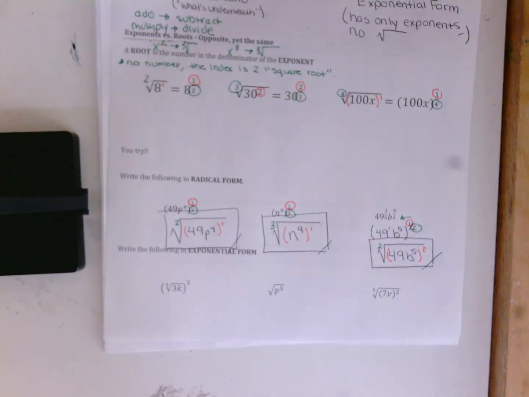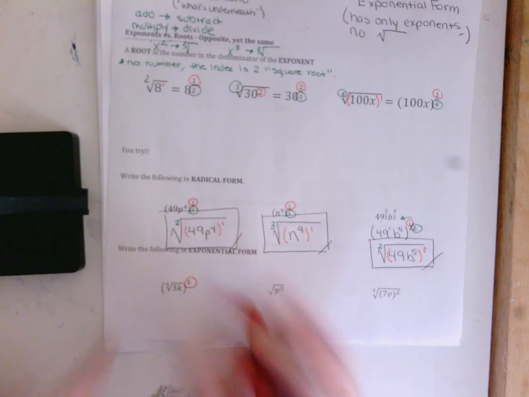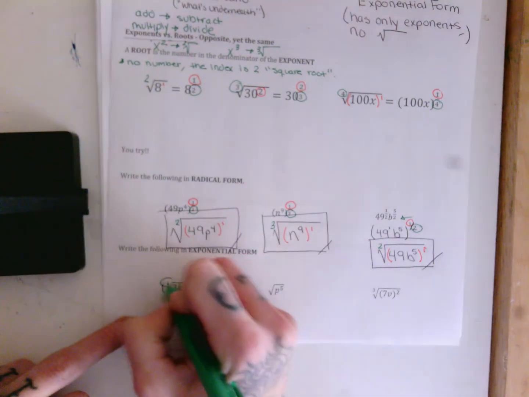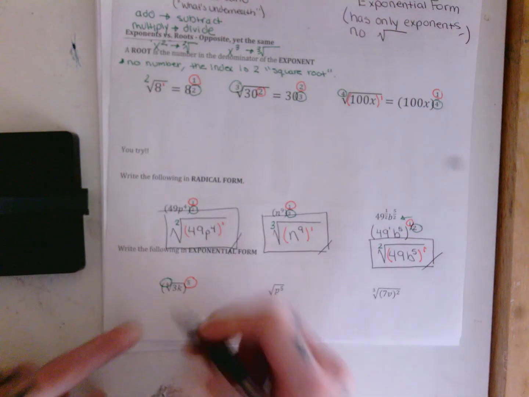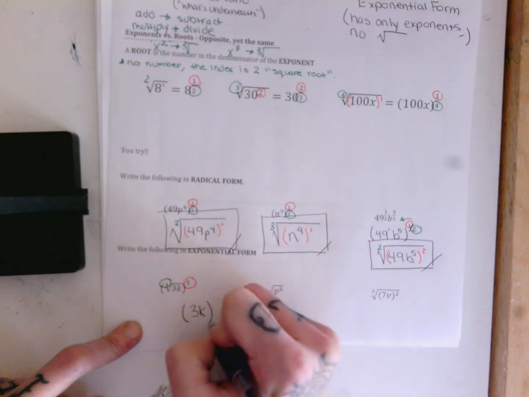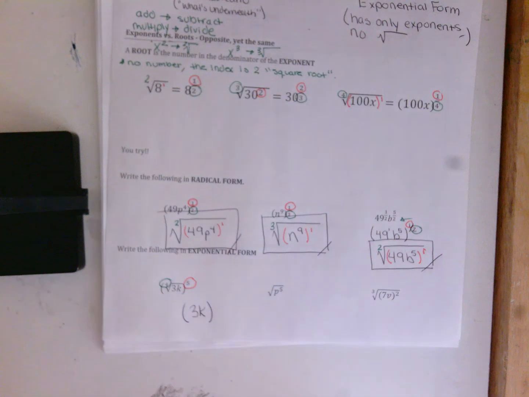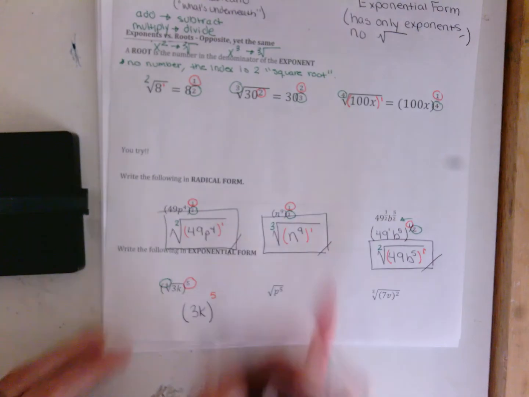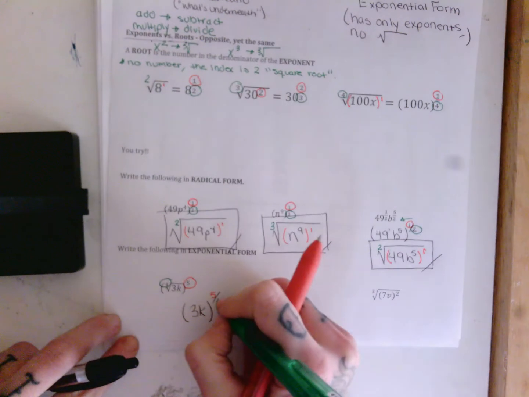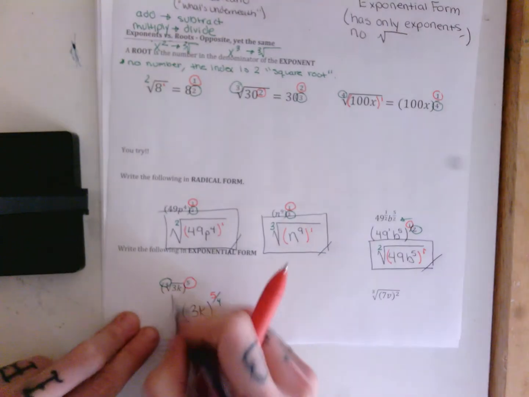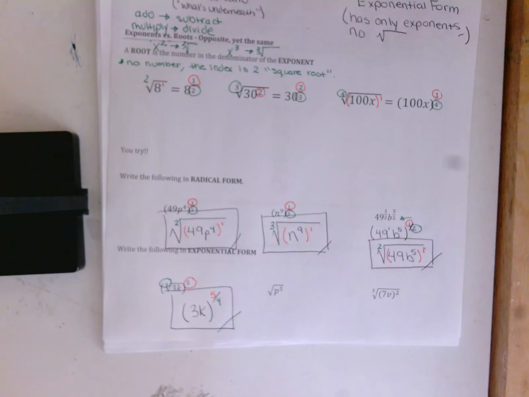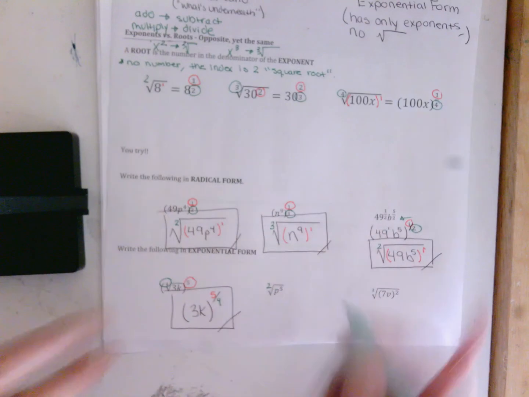Okay. So now, let's see if you can pause the video and get these 3 equations written in exponential form. All right, let's see how you did. So here's the power. Here's the root. So the base is going to stay the same, 3k. I've got the power, and I've got the root. Here there is no root listed, so we know it's 2.